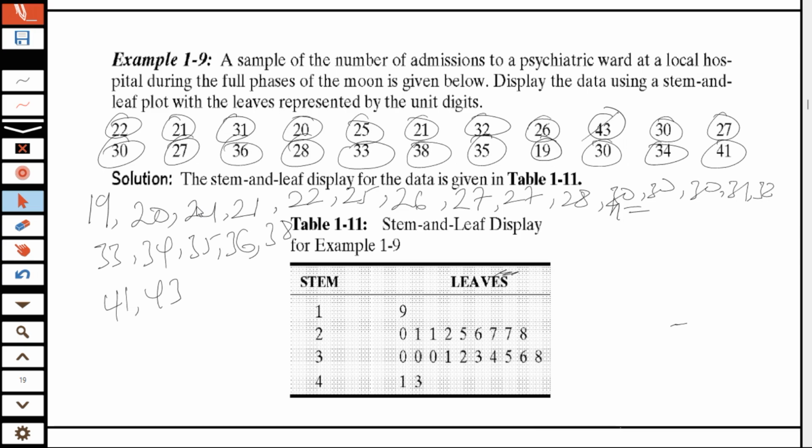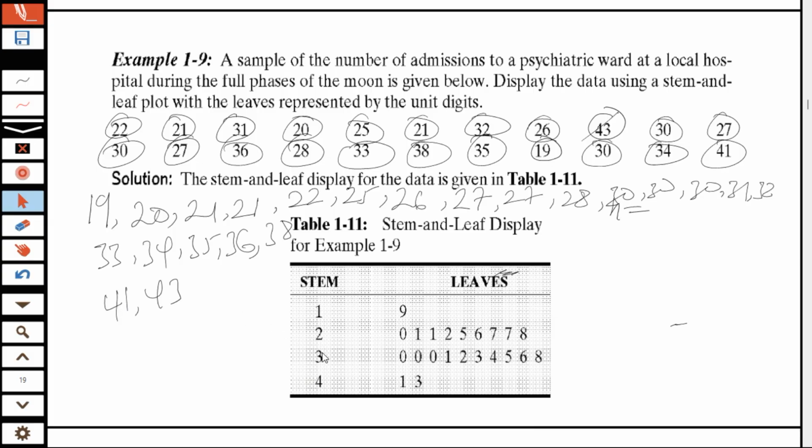So here we have the teens, the 20s, 30s, and the 40s. Our stems will be 1, because we are having 19. For the 20s, our stem will be 2. For the 30s, our stem is going to be 3. And for the 40s, our stem is going to be 4. So we are left with the leaves.